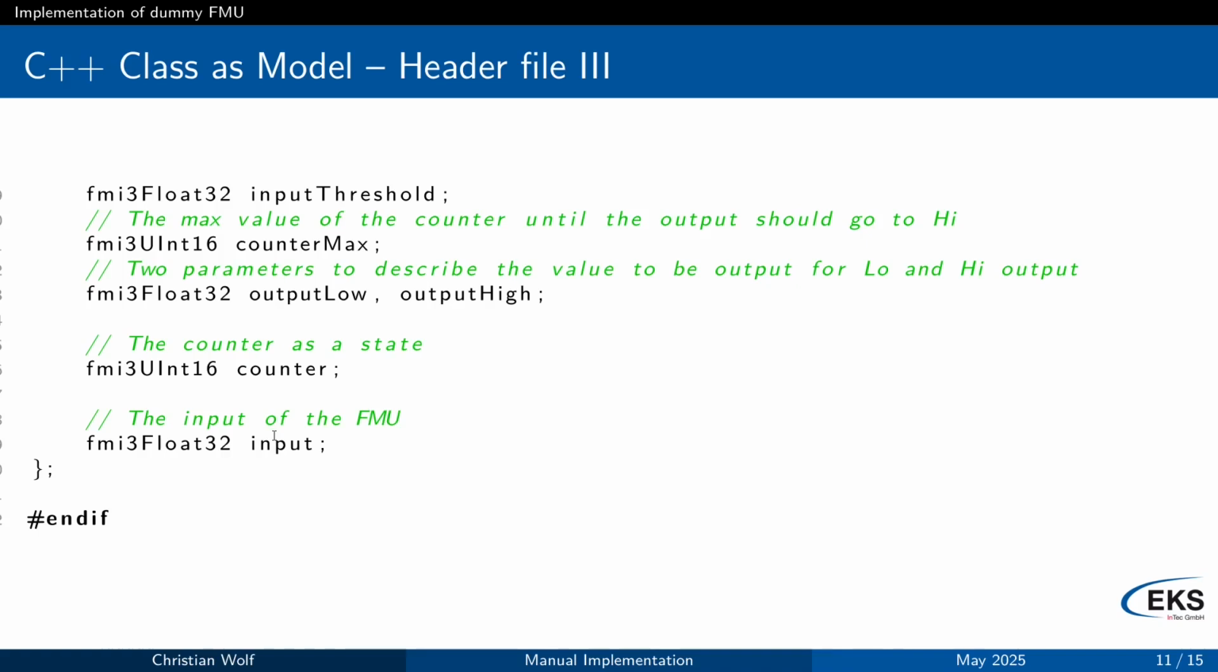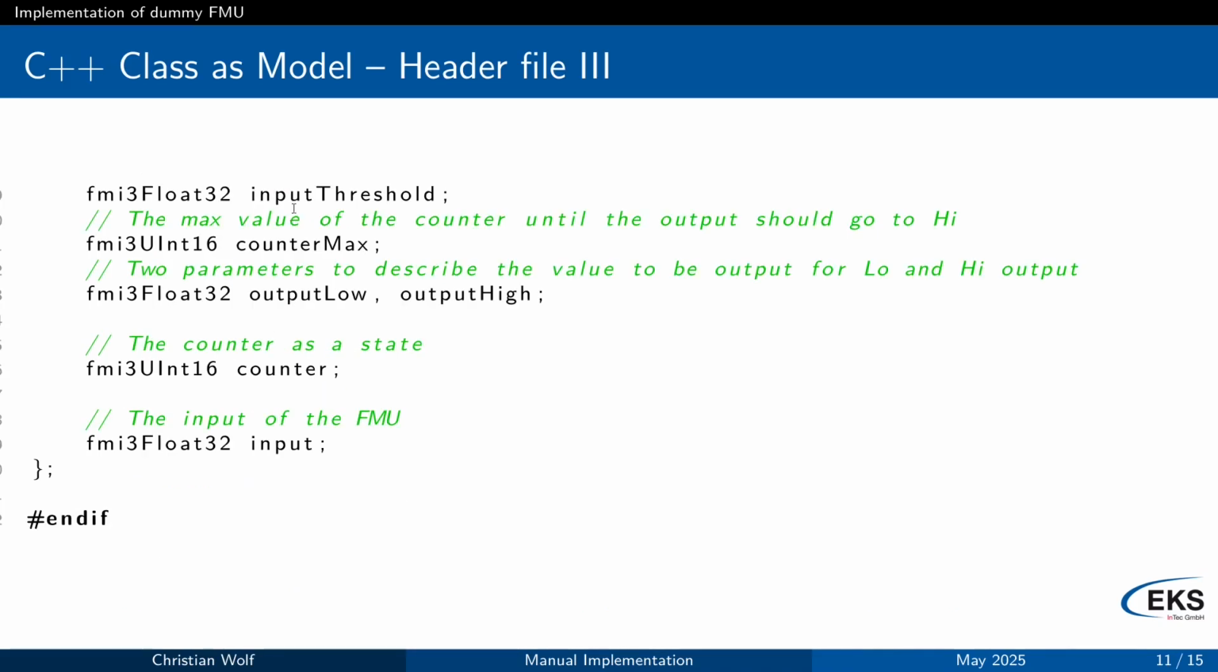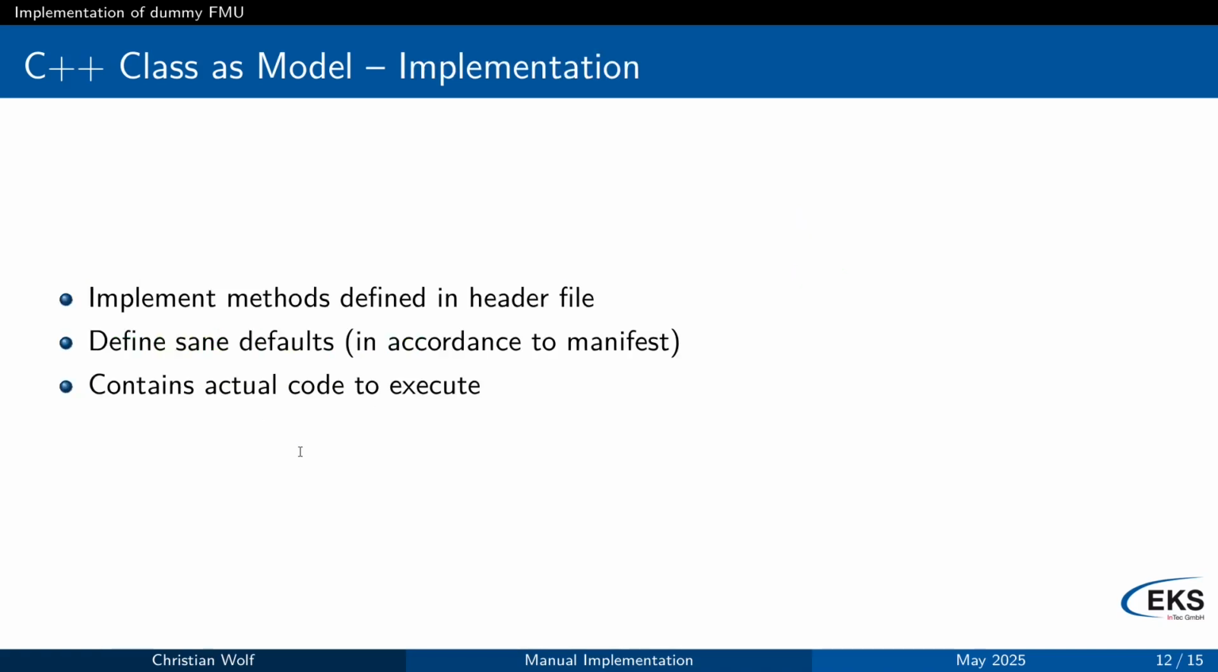So what you actually have inside this model, inside this class, you have all variables available in some way, like the time, the parameters, the state, and the input. Only the output is not explicitly there because it's implemented as a function, but could also be there. It's fine. Now implementation means we have to fill in these methods with life, and maybe we define some sane defaults.